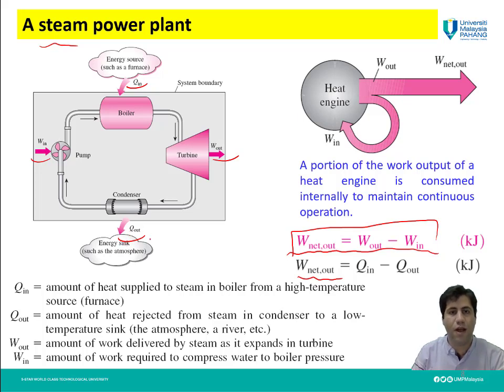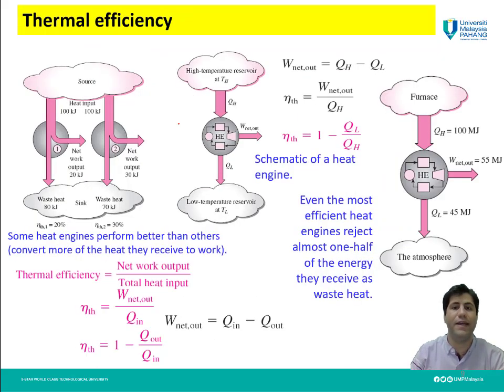So this amount of thermal energy which is released to the sink is the waste of this cycle, because it does not do any useful work. It is just released to the surroundings, to the sink. So the useful work which we can get from this cycle is only this W out. So we can define an efficiency parameter which we call thermal efficiency, which is the ratio of net work output to the total heat input.